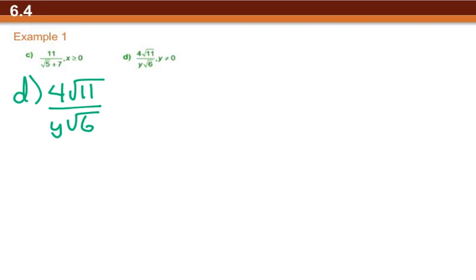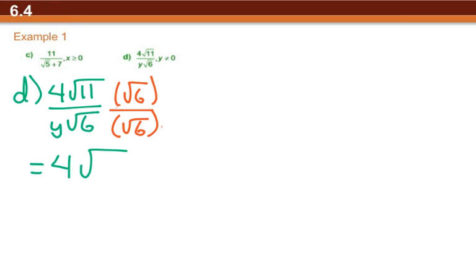Fact is, we still have a root in the bottom. We need to eliminate it by multiplying top and bottom by root 6. So on the top, we have the 4 root 11 times 6 is 66. On the bottom, we have the y, and under the root, 6 times 6 is 36.